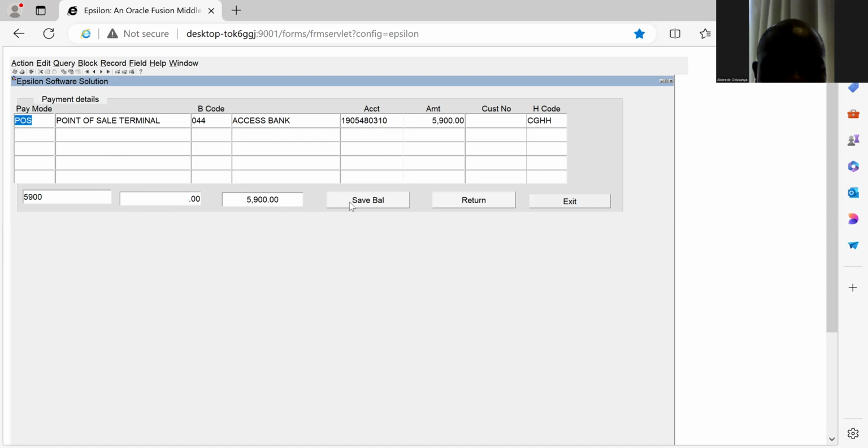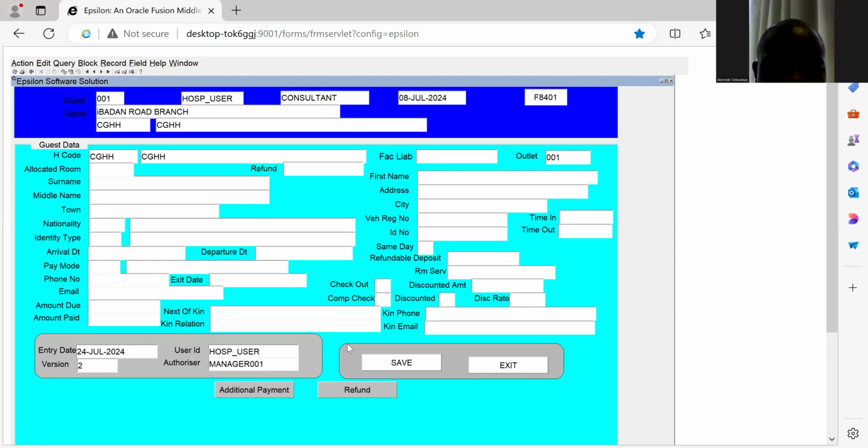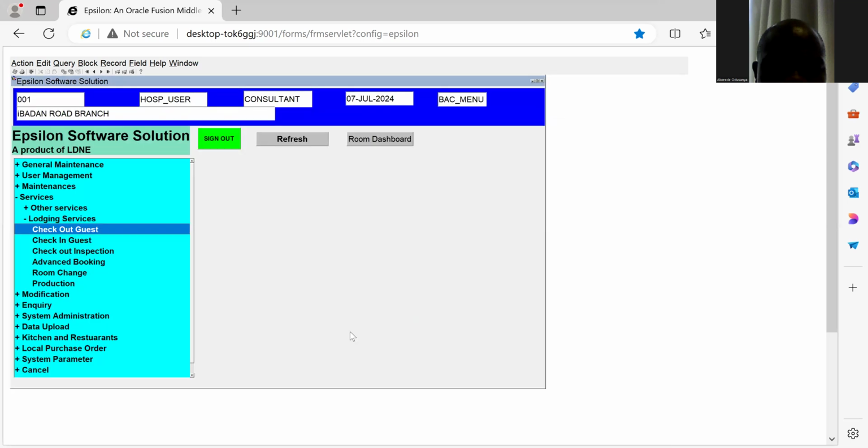And then we save. The checkout is completed successfully. So we have checked out the person successfully, and he has paid what he was supposed to pay. So this is the demonstration of how to check in, how to check out, and how to consume our room service, any of our products.